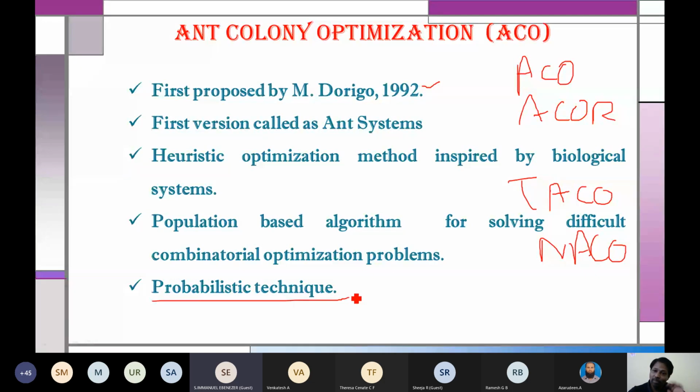And for continuous, they have developed another variant called ACOR, with an R suffix. So that is what we have with ant colony. It is mostly applicable for discrete. For continuous also you can use it, but we can't expect a better result always. But ACOR can be used for continuous. That is specifically done for continuous optimization functions.